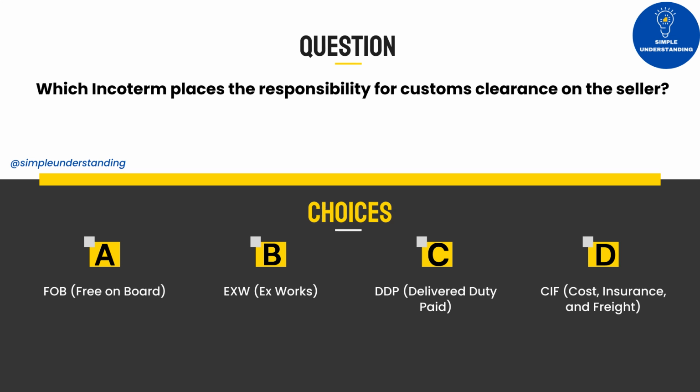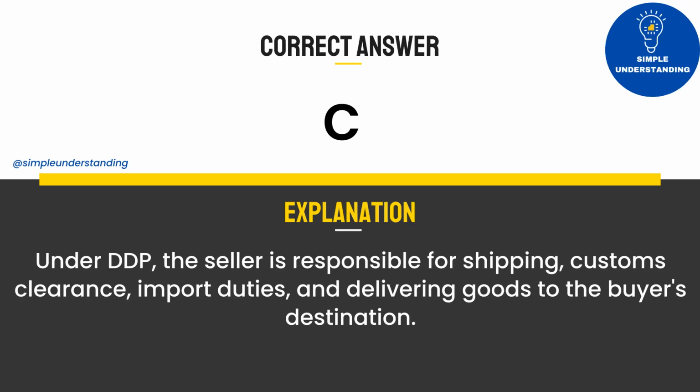Correct answer. C. DDP, Delivered Duty Paid. Explanation. Under DDP, the seller is responsible for shipping, customs clearance, import duties, and delivering goods to the buyer's destination.